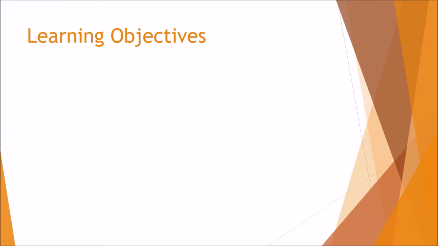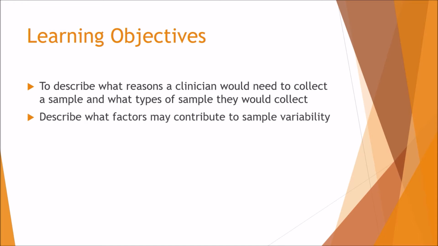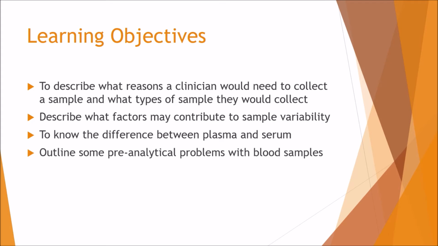So the learning objectives for this are to describe what reasons a clinician would need to collect a sample and what types of sample they would collect, to describe what factors may contribute to sample variability, to know the difference between plasma and serum, and believe me, there is a difference, to outline some pre-analytical problems with blood samples, and then to be able to apply this knowledge to case study situations. So once you've gathered the basics, you are then able to use this knowledge to help in real life situations of what's going on.